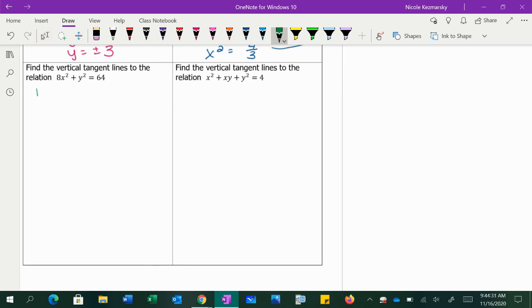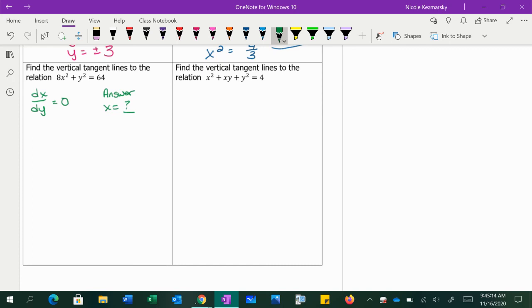So what that means is that dx/dy is equal to 0. And our answer should be x equals something. So to find dx/dy, we're going to do the reverse of what we've been doing with implicit differentiation. In implicit differentiation, we've been writing dy/dx every time we take the derivative of a y. To find dx/dy, I take the derivative, and every time I see an x, I write dx/dy.